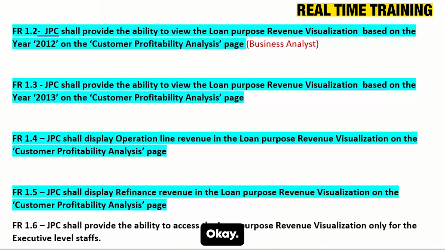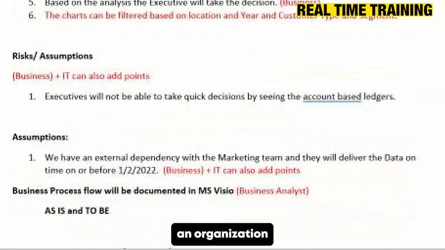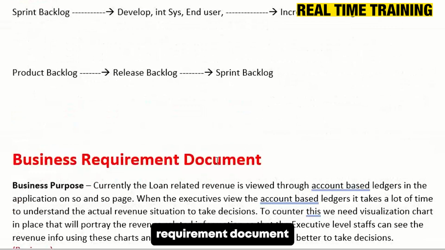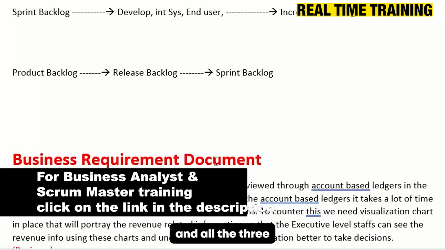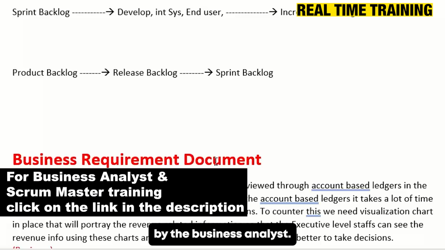Okay. So sometimes when you go into an organization, I'm calling it business requirement document because that's what the theory tells me. In my organization, they call it RDT, Requirement Design and Testing Document. It's a comprehensive document that will contain the requirement, design, and testing. We'll document all three together, and all three will be written by the business analyst.